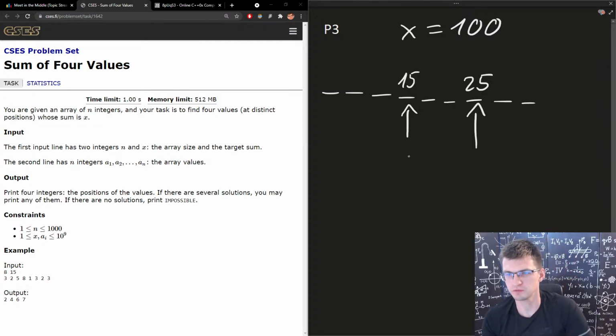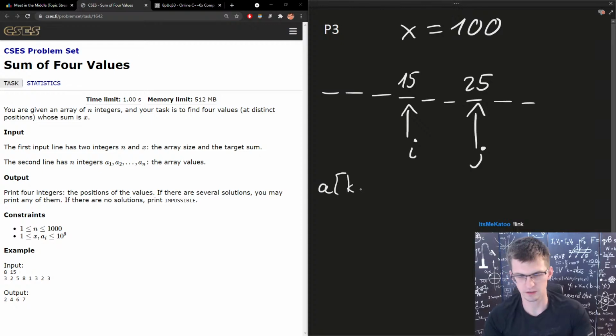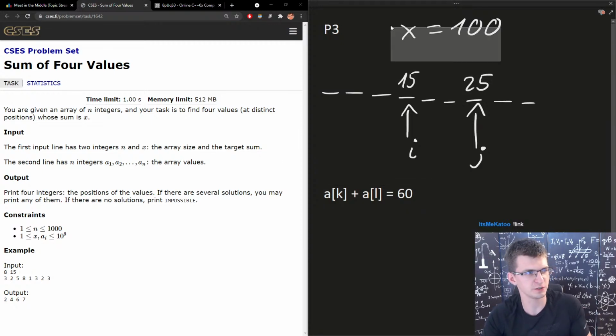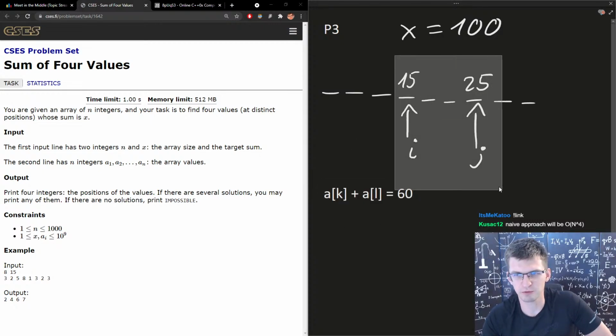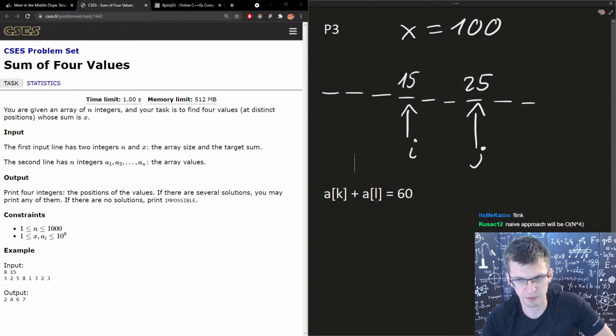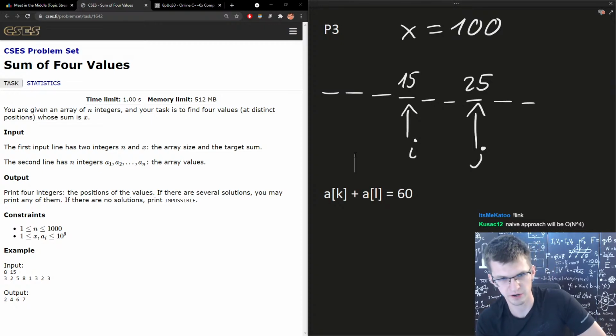So, if you're looking at two indices, let's call them ij, then you know what is missing. You want such two elements that a of k plus a of l should be equal to 60, because, well, 60 is what's missing if you already have 40 and you want 100. Now, this seems to be exactly like what we are doing here. We are iterating over pairs. We are finding here 40, then 60 is missing as the other pair.